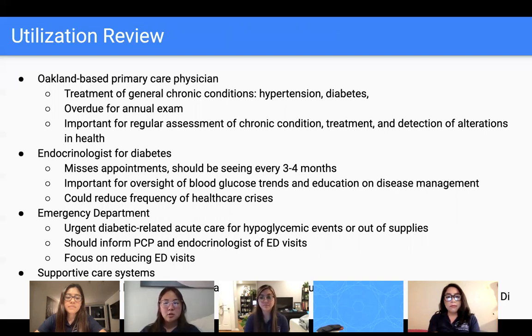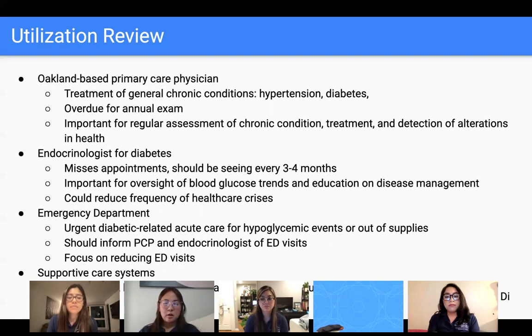She has an endocrinologist, but she doesn't go to regular appointments, and she should be seeing him every 3 to 4 months to make sure that her glucose trends are being monitored and to get education on diabetes management. This could reduce the frequency of her healthcare crises, such as this emergency department visit. She overutilizes the emergency department because she has to come in for these hypoglycemic events, and she even uses it to restock supplies when she runs out.